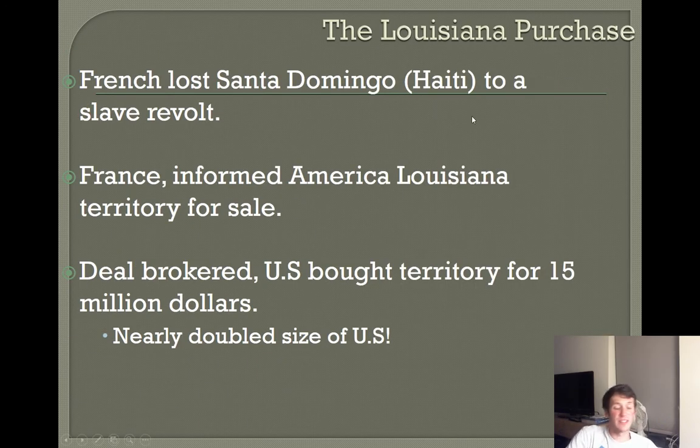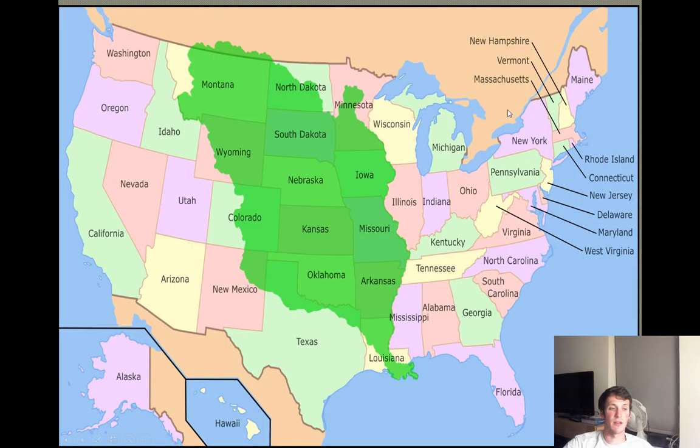And basically it's going to be this deal where the Americans purchase this for about $15 million. And it's going to double the size of the American territory, right? So this green right here is going to represent basically the size of the Louisiana Territory, and naturally once you get this territory you're going to need to explore it, right?